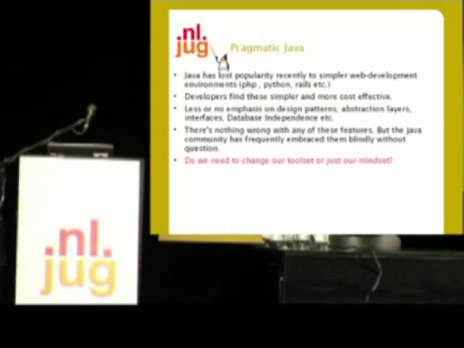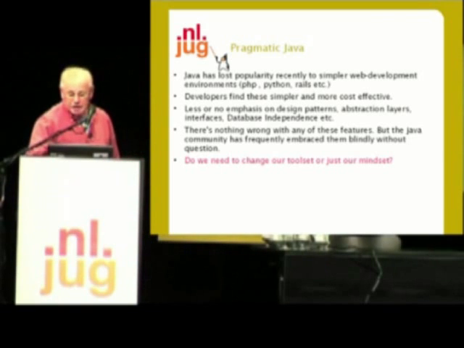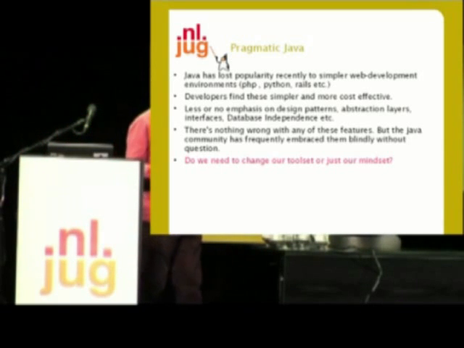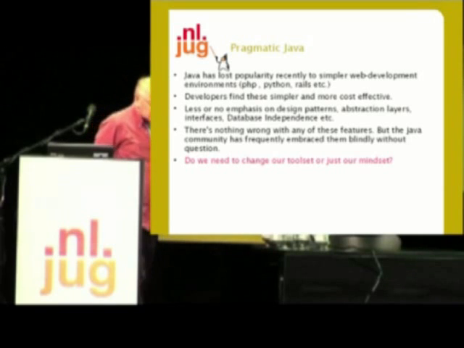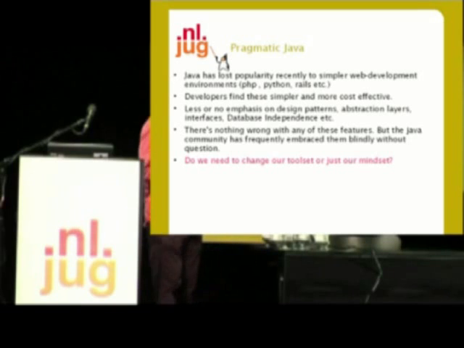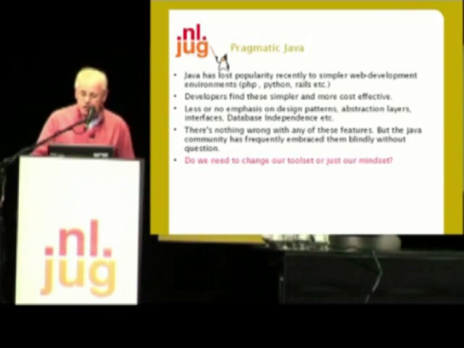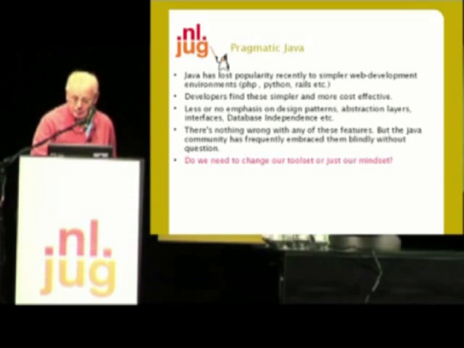But my personal point of view is there's absolutely nothing wrong with any of these features. But the only thing is that the Java community tends to embrace them blindly and not consider the possibility that maybe you don't always have to use all of these features. And so by showing you examples in Python, I'm hoping to let us think that maybe we don't need to change our tool set, but just our mindset.